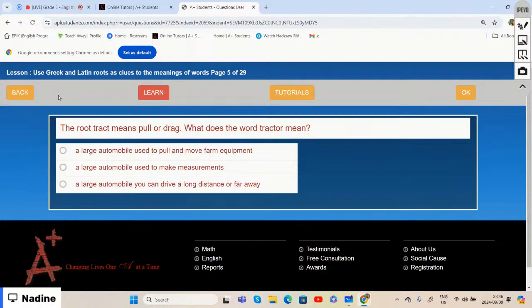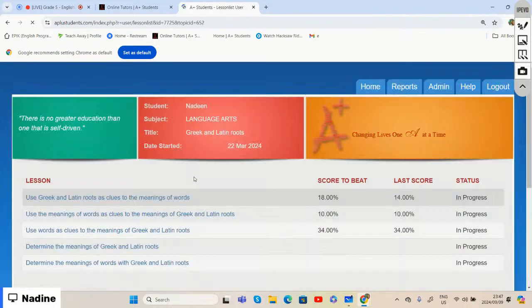But this is the end of our lesson. And I really hope that you guys at least have an idea of what Greek and Latin roots are.